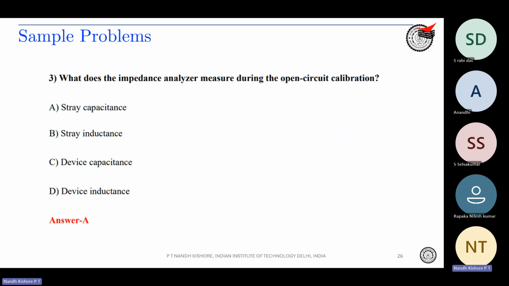What does the impedance analyzer measure during open circuit calibration? Stray capacitance, stray inductance, device capacitance, or device inductance? Oh, sorry. Yeah. So the moment you say it is open circuit calibration, correct? In order to characterize a stray inductance, you need to pass a certain current and observe V equal to L di over dt, right? But during an open circuit test, what you observe is the effective capacitance, how much voltage it is blocking. So basically, it's the stray capacitance that you observe.